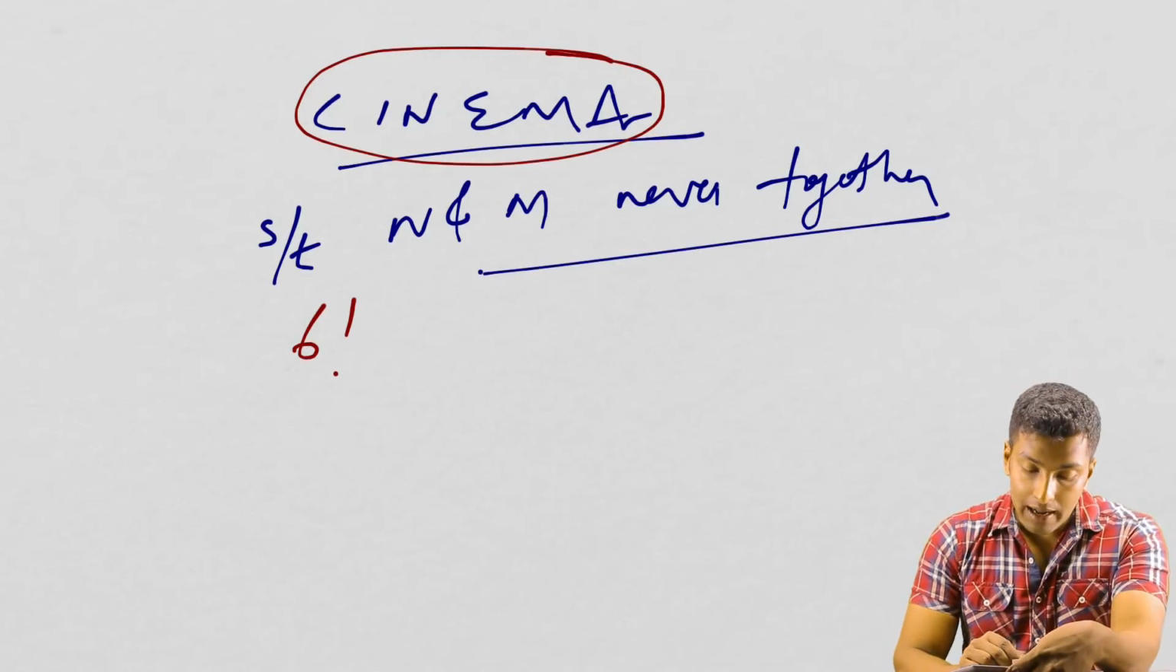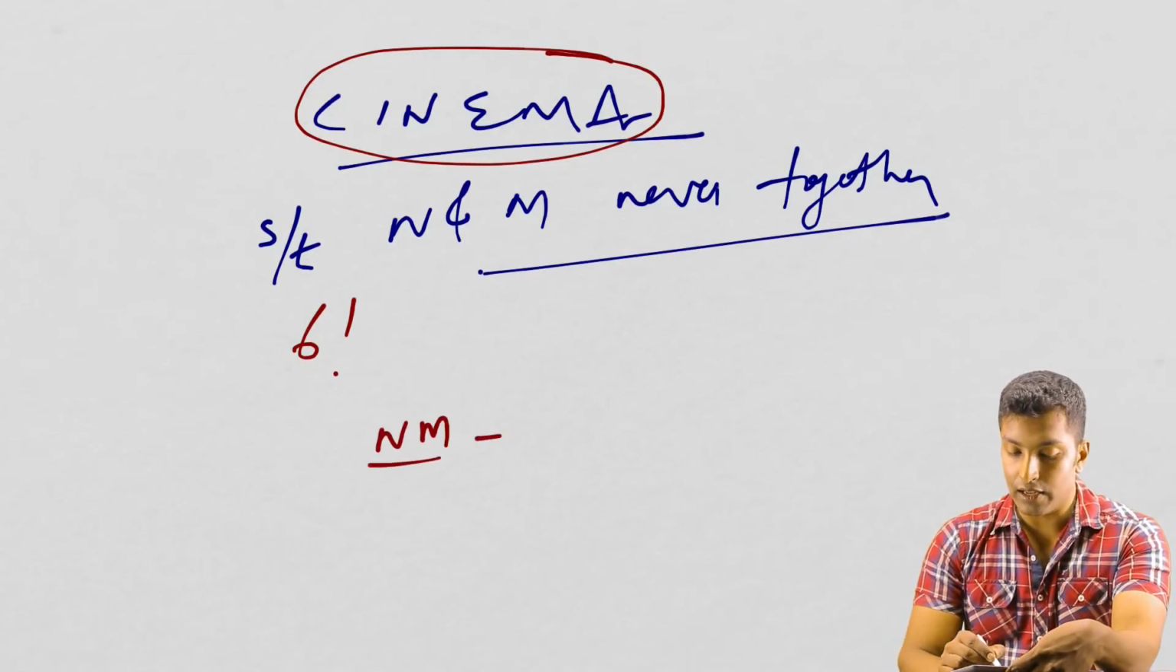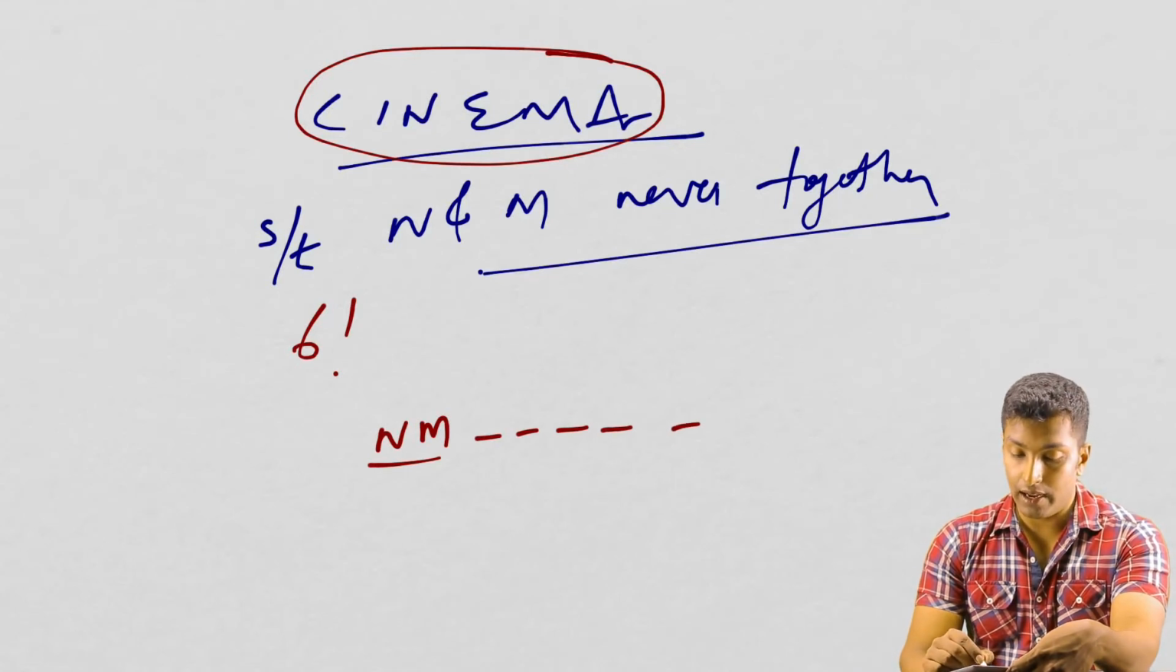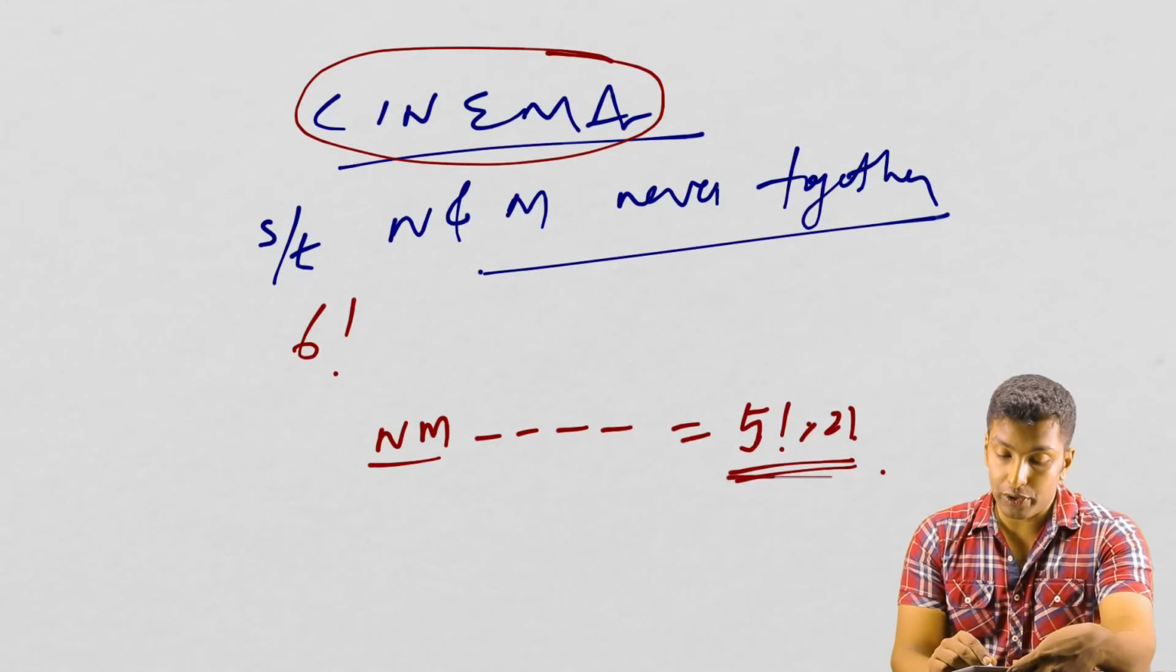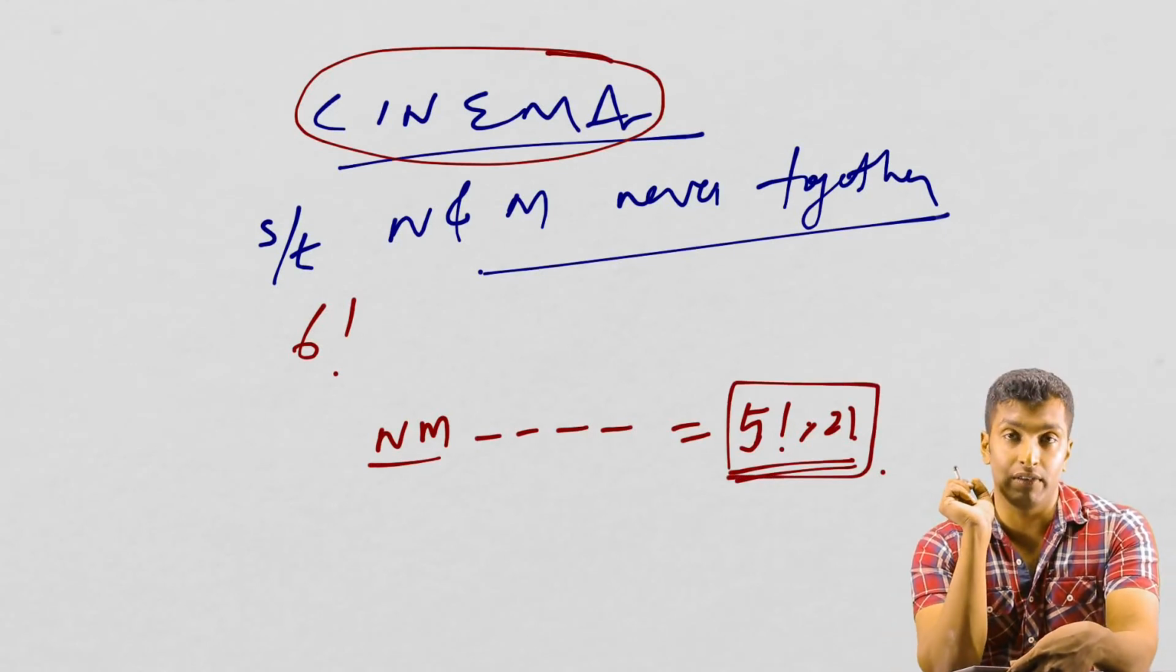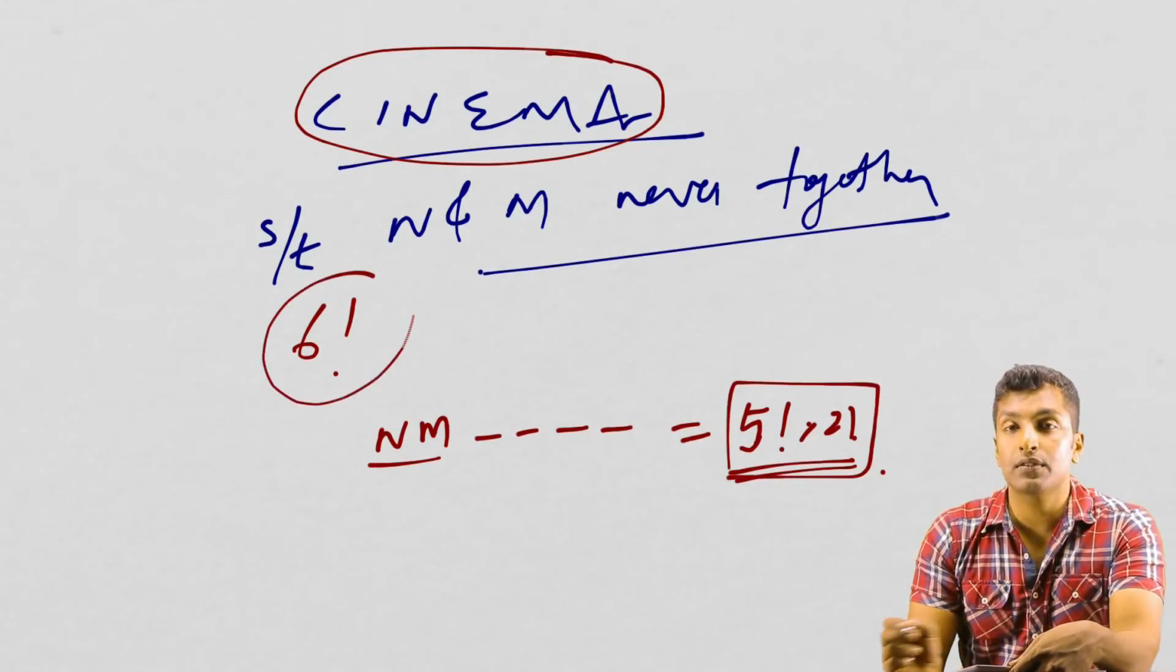What we do, N and M we need to consider as 1, then other 4 places. So this can be in 5 factorial into 2 factorial ways. So N and M are together in 5 factorial and 2 factorial ways. Total words possible is 6 factorial.